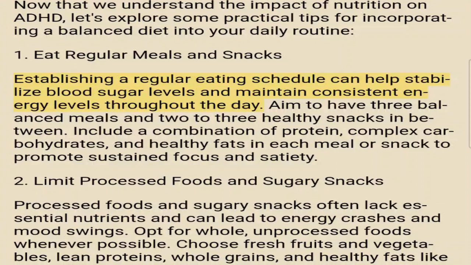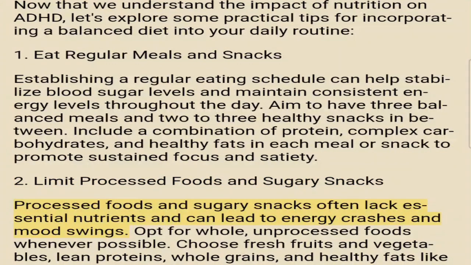Establishing a regular eating schedule can help stabilize blood sugar levels and maintain consistent energy levels throughout the day. Aim to have 3 balanced meals and 2 to 3 healthy snacks in between. Include a combination of protein, complex carbohydrates, and healthy fats in each meal or snack to promote sustained focus and satiety.